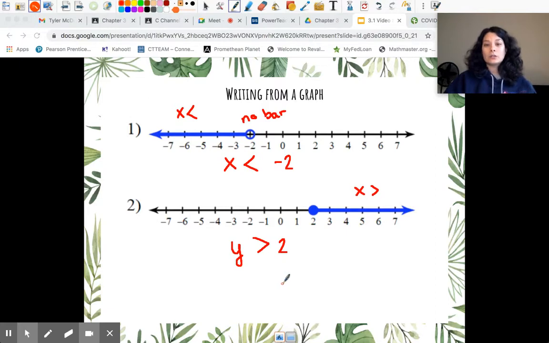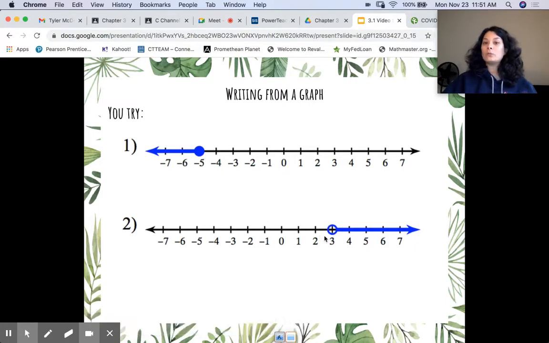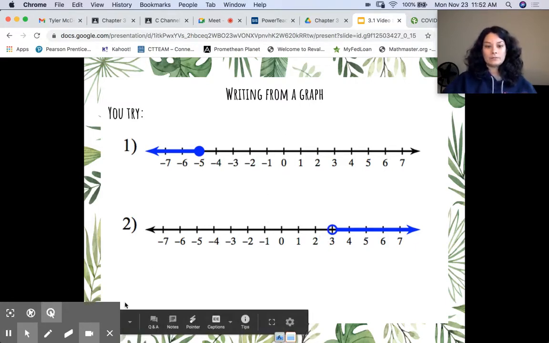Last thing I need to determine, do I want the bar underneath? I look at the circle. If it's closed, I want the bar underneath. So I throw a bar underneath my symbol, and that's it. That's my answer. All right, so here are a couple for you to try. As usual, I'm going to pause the video, and then we're going to compare our answers.